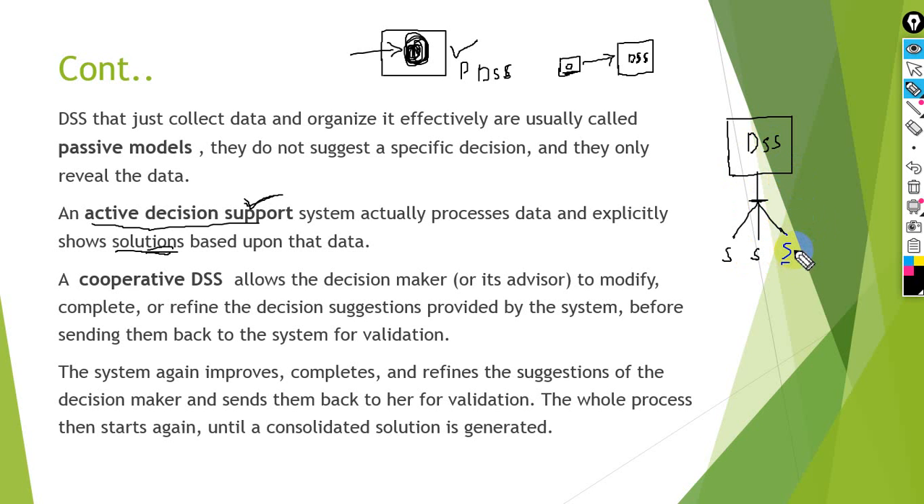The system says that these are the suggestions. If you are selecting any one of them, this will be the benefit for the organization when you select any one of these choices. So this is the cooperative decision support system.